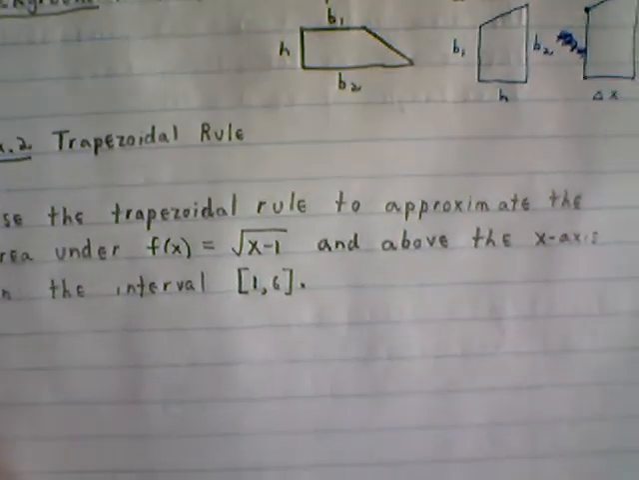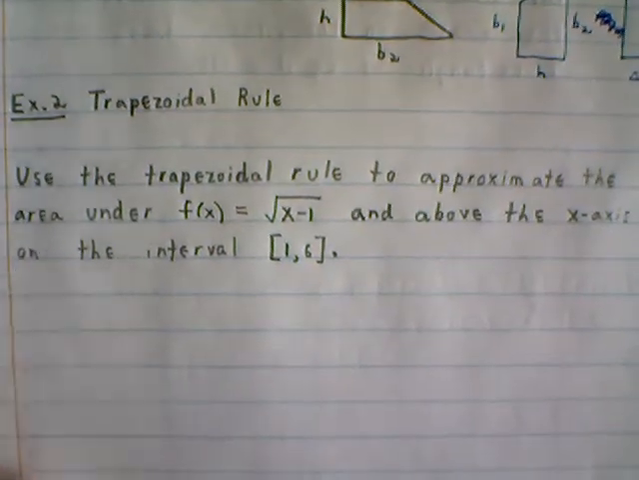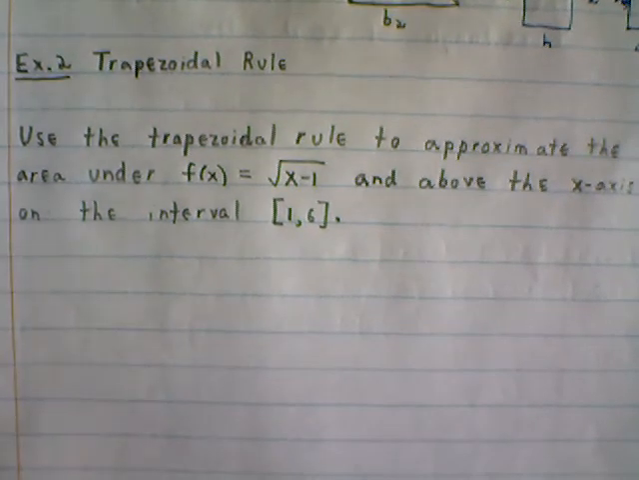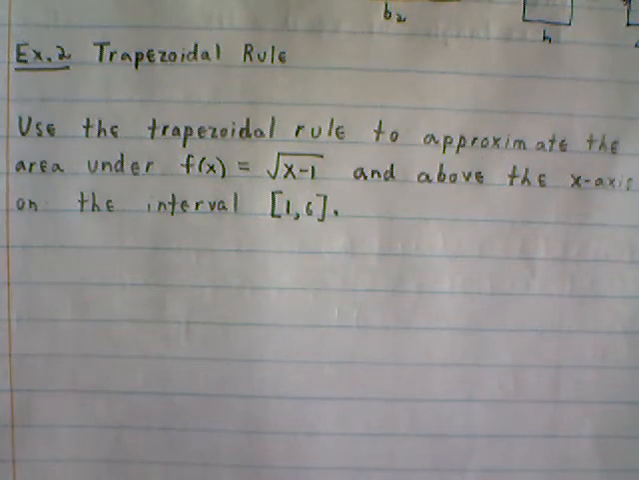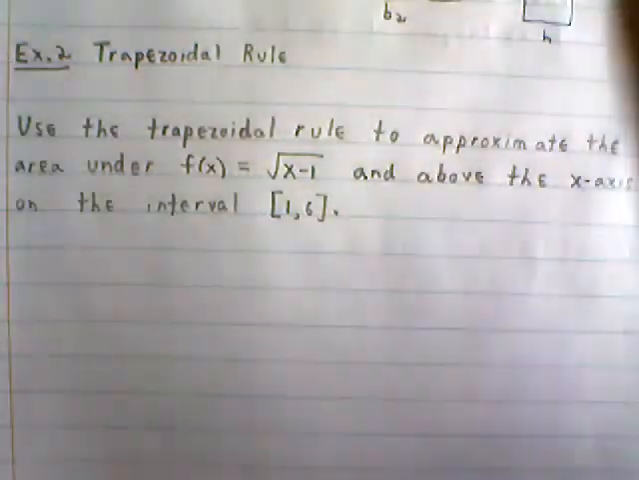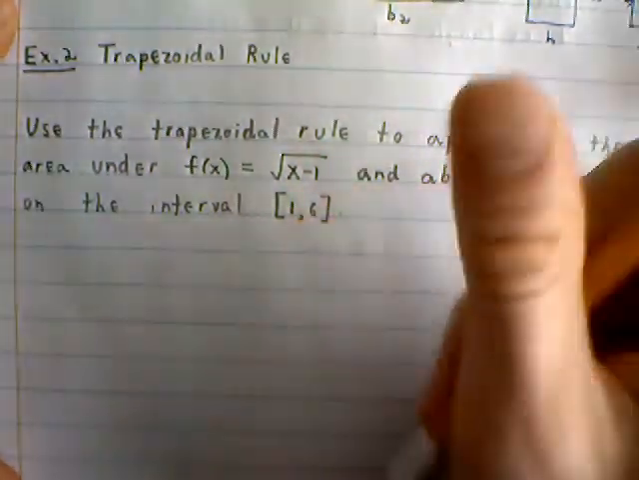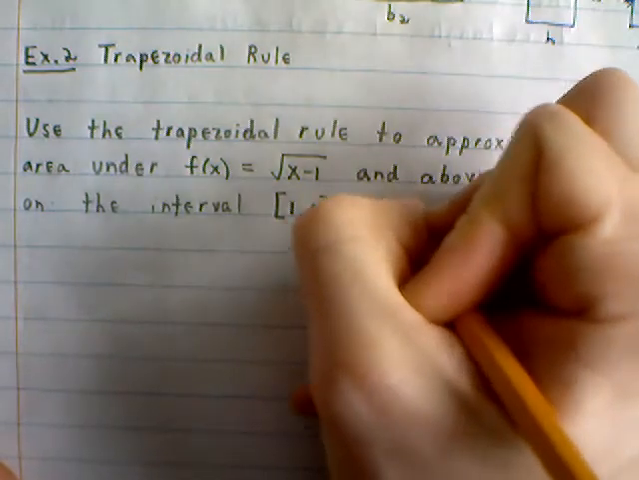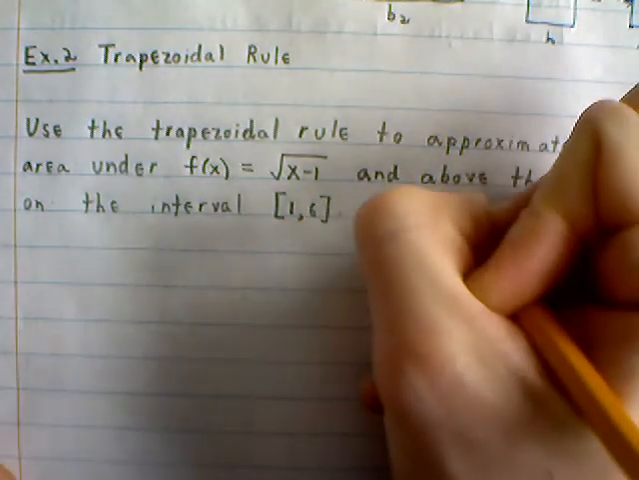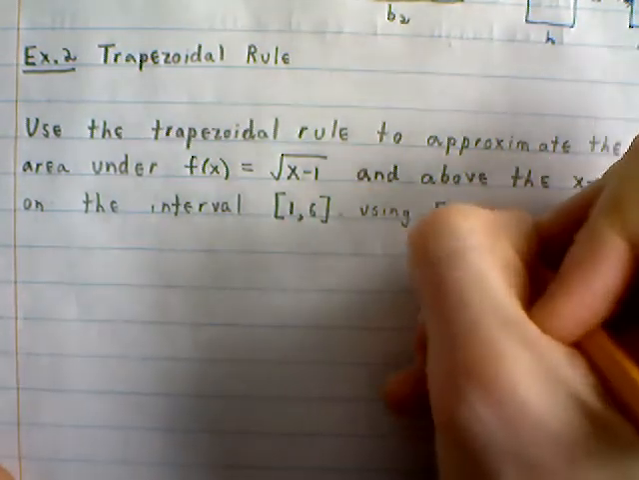So let's go ahead and actually do an example with the trapezoidal rule. Use the trapezoidal rule to approximate the area under f of x equals the square root of x minus 1 and above the axis on the interval [1, 6]. And then I should have said using 5 subintervals.